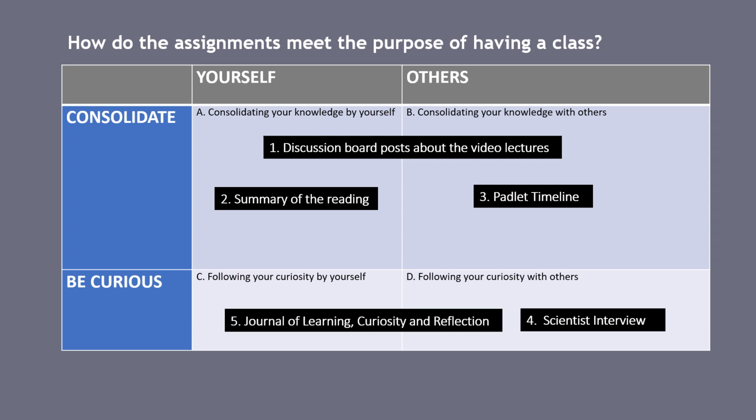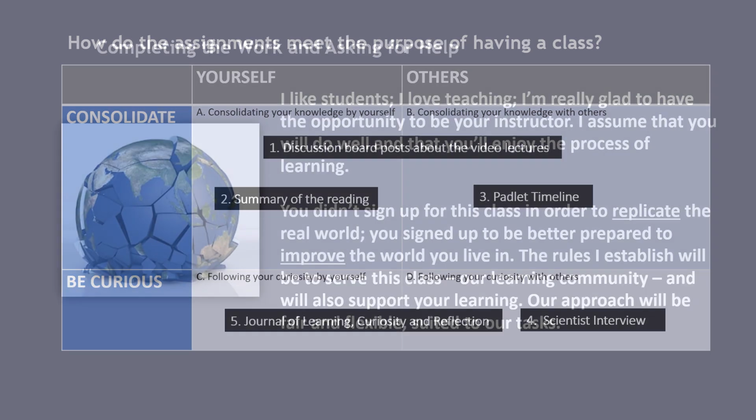And the Journal of Learning, Curiosity, and Reflection is set so that you need to respond to somebody else as you're putting your knowledge together. So that is going to be one where you are following your curiosity by yourself, and you're also following your curiosity with other people. That's how these five kinds of assignments line up. And that's how I hope you will see that the purpose of a class is uniquely so that you couldn't just do this on your own.